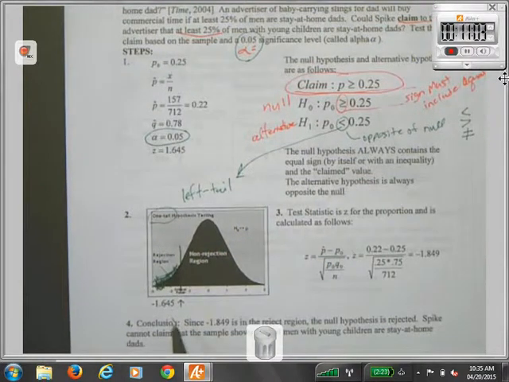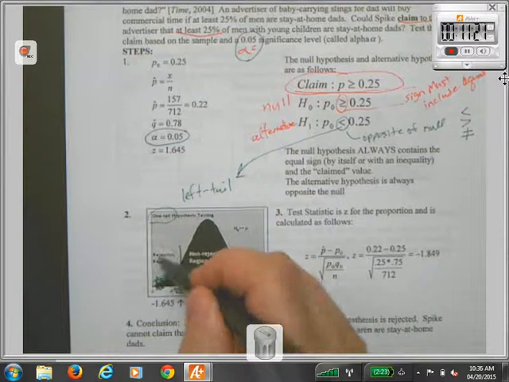And it's shaded from negative 1.645. Now, all the values on this table are positive, but if you have a left tail, that automatically makes that a negative number. That's a negative number. Okay, so you will need to recognize that. This is what we call the reject region.